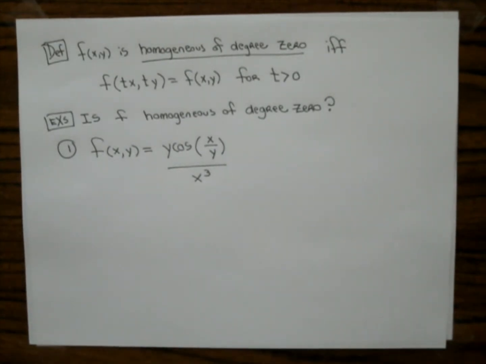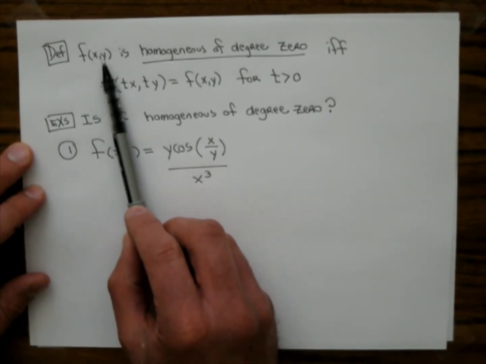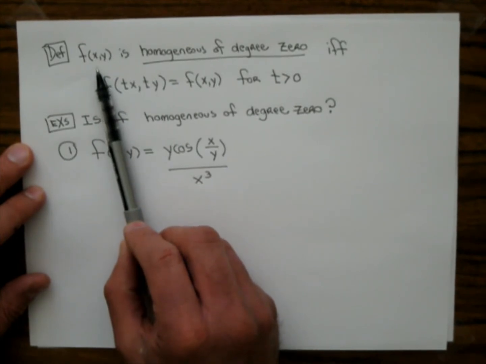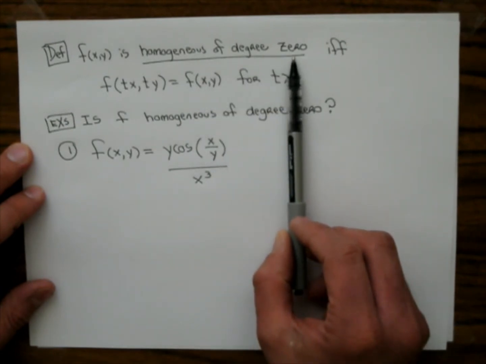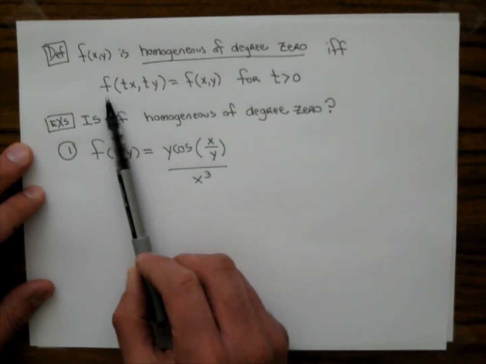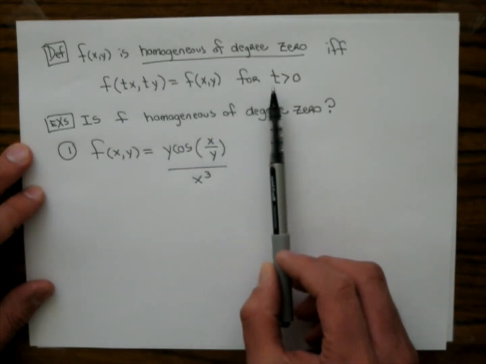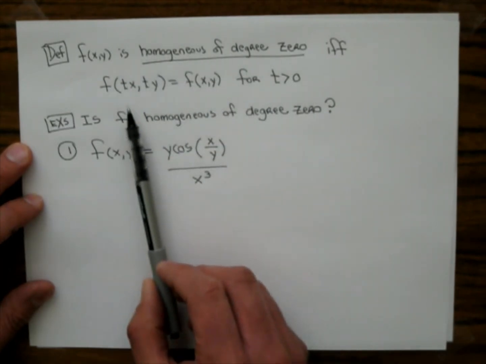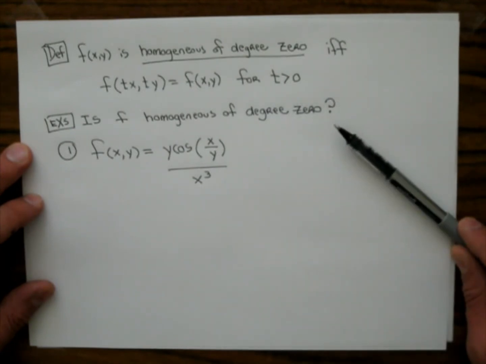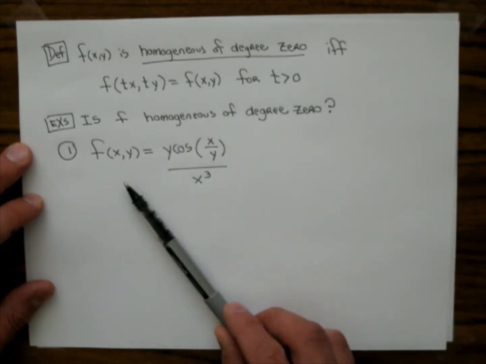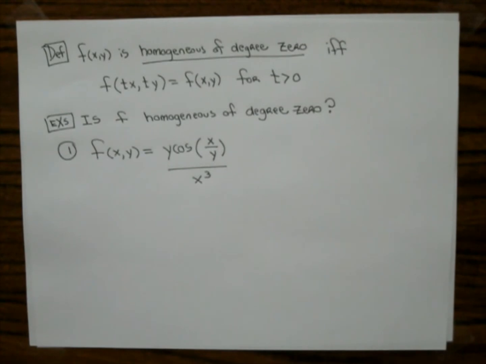Perfect. So we have a two-variable function. If you're not familiar with this notation, it's just an expression that has x's and y's. This is homogeneous of degree 0 if and only if f of tx, ty equals f of x, y for t greater than 0. So what is this? How is this going to help us solve differential equations? Well, we'll get to that. Right now we're going to ask the question, and you'll see this in your homework, is this function homogeneous of degree 0?